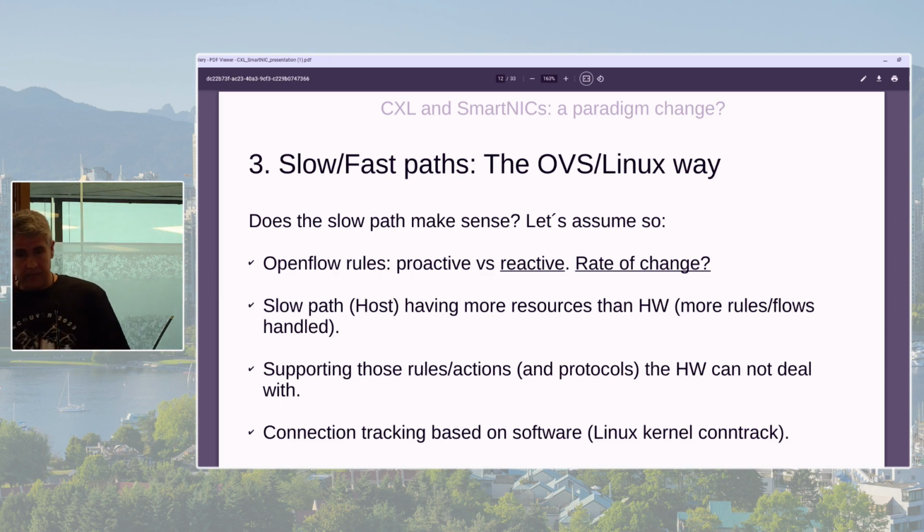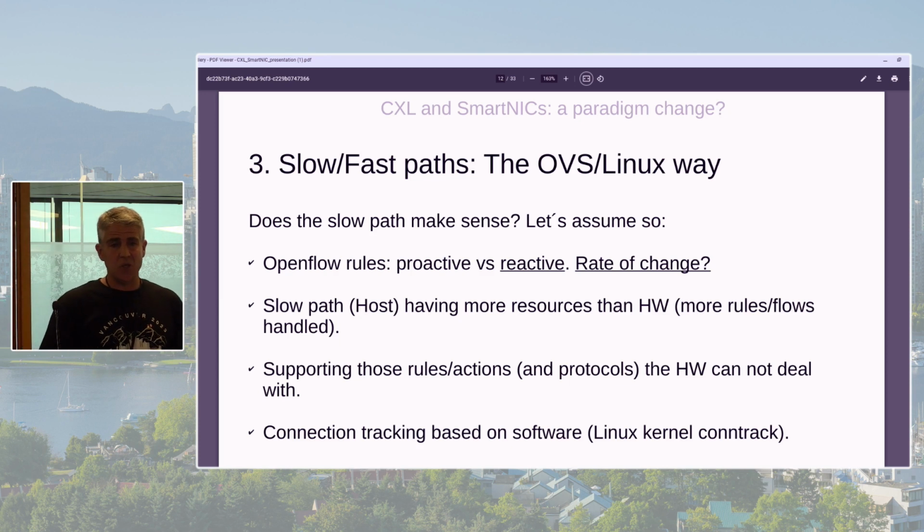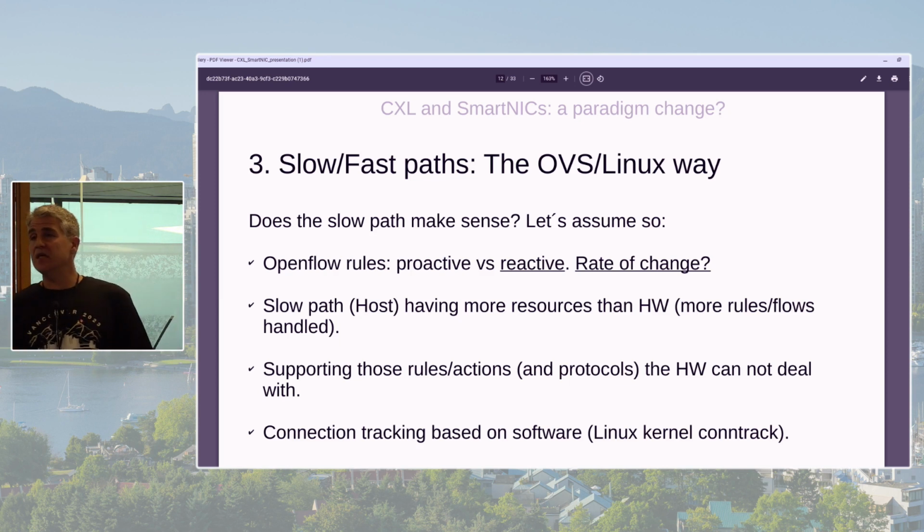And then other reasons for the slow path. One is, of course, the hardware has limitations. Even if you have DRAM, maybe you want to have more rules or more connection states, flow states. So it's a good idea. Then you can also support things that the hardware doesn't support, right? And the last one is nowadays connection tracking, which requires the slow path.